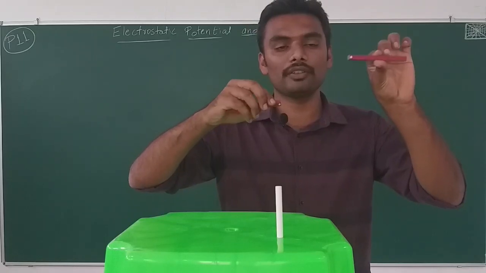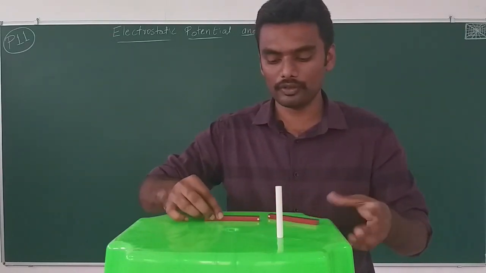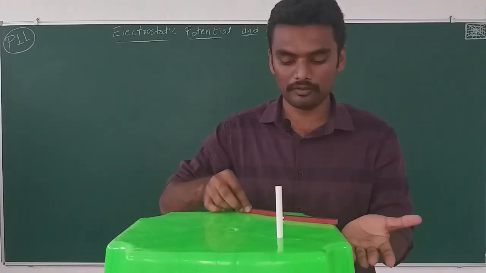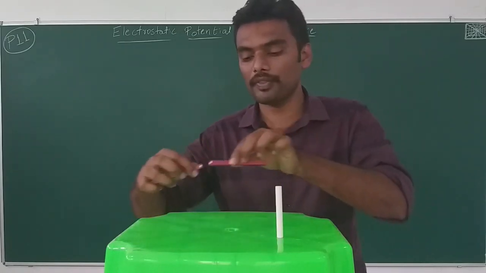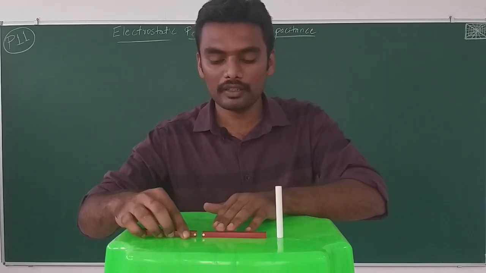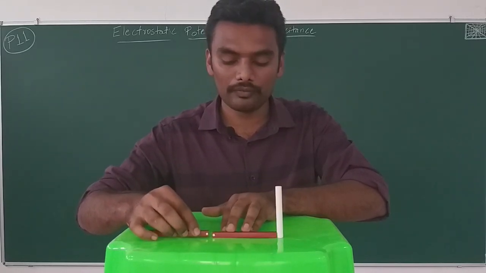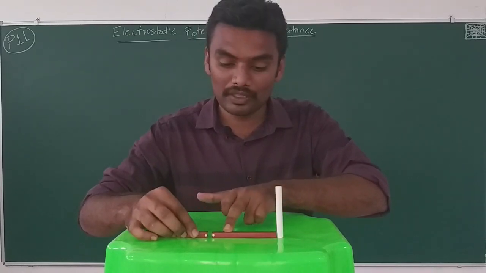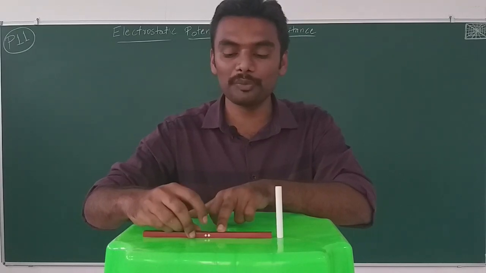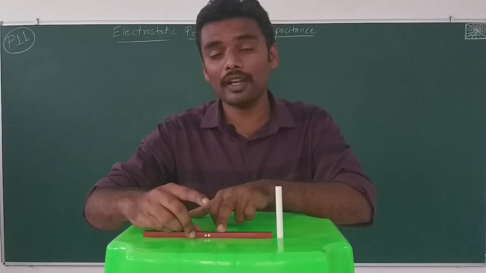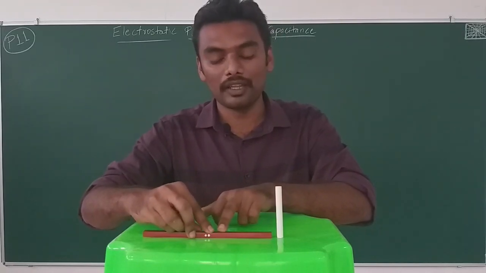Now assume this is north, so this will also be north. When they try to come close, they repel each other, right? I can make use of this property of repulsion in order to store energy. Now look, this is one magnet and this is the other. I am storing energy now. I am doing some mechanical work to bring one magnet close to the other, so I have stored some potential energy in the system of these two magnets, right? Following? The proof that I have stored potential energy can only be obtained if this stored potential energy can do some external work, like making this chalk piece fall down.